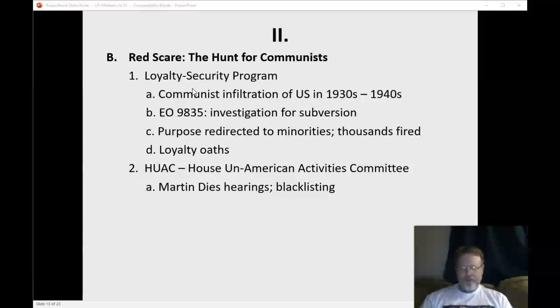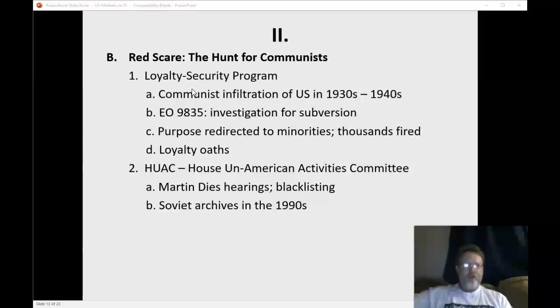Many people were accused of this. You were blacklisted. This is, again, you lost your job, you lose your career, everything. You lose everything if you were blacklisted. You could ruin your life. Martin Dies went directly after the movie industry, for one. He went after the Hollywood industry.